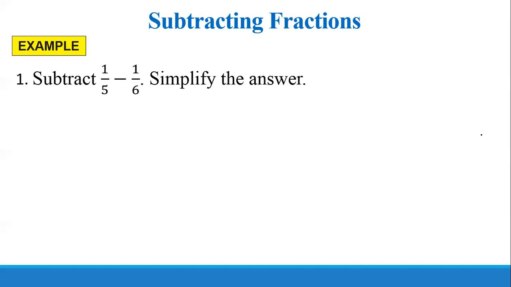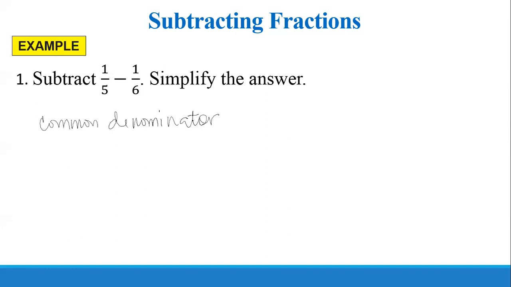Halimbawa, we have 1/5 minus 1/6. So the fractions have unlike denominators. So you need to find a common denominator. Ayan. So recall that a common denominator can be found by multiplying the two denominators together. Ayan. So we have to find the common denominator. Okay? Kasi ito yung pag-subtract, pareho lang din dun sa pag-add.